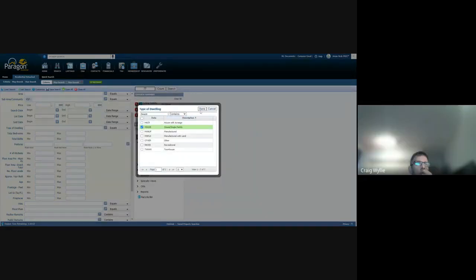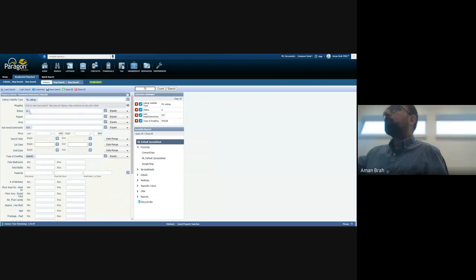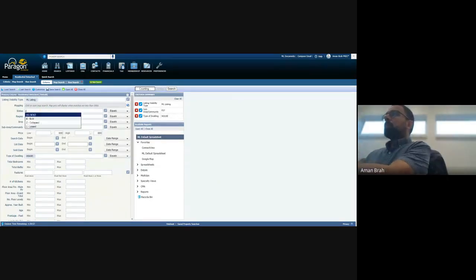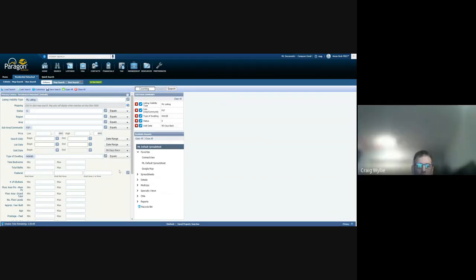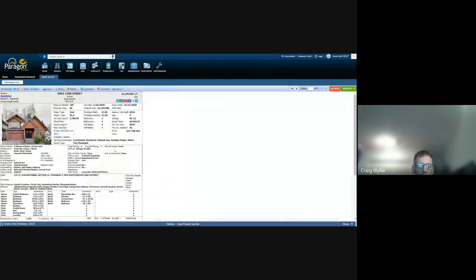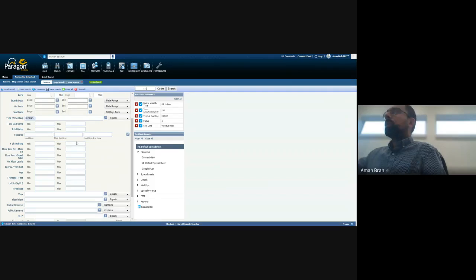So usually I pick off single family right away, so I'm not getting any other properties showing up. Change it to sold and start with 90 days back. So the home is 3,500 square feet. What do you guys think is a good range for square footage here?